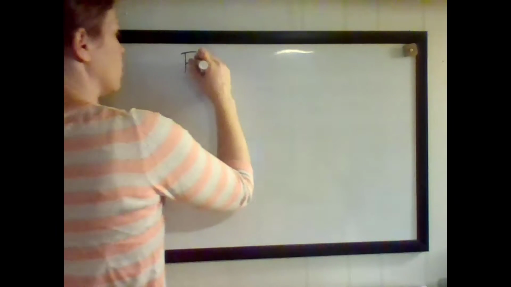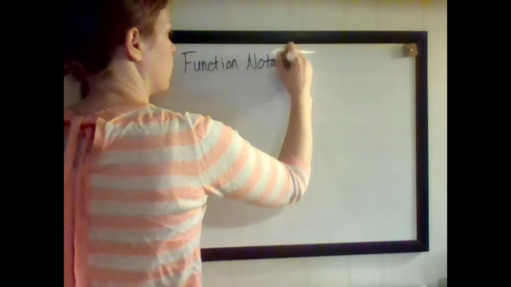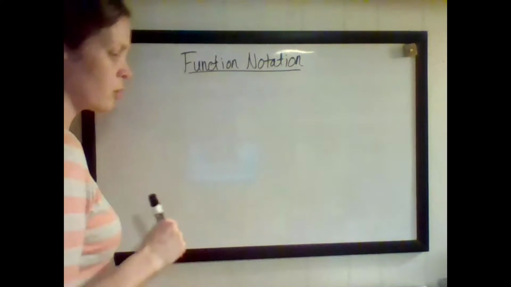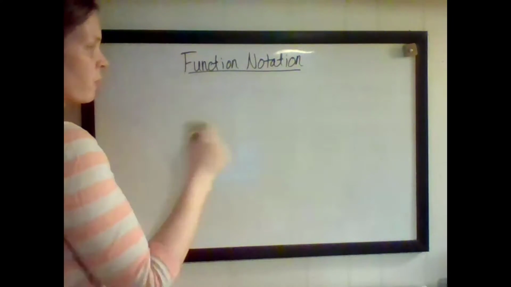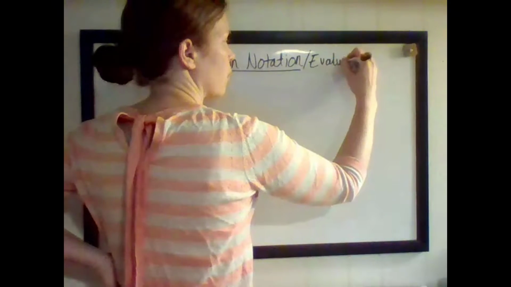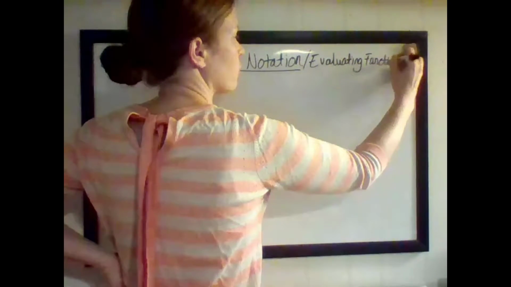Let's look at function notation. Function notation is how we denote that we're using a function and working with it. So function notation, slash evaluating functions, is a way that we can use this notation.